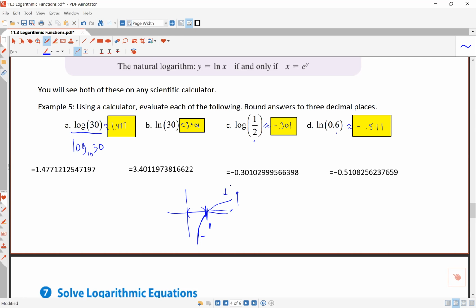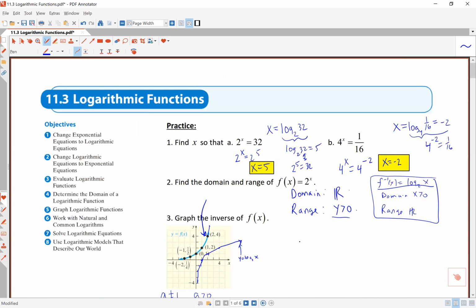And again, as stated already, if I want to know what the log base 2 of 30 is, I don't have that on my calculator anywhere, so we'll have to develop a new way to do that, and we'll do that in subsequent videos. This concludes the video for section 11.3, logarithmic functions. Objective 6, work with natural and common logarithms.